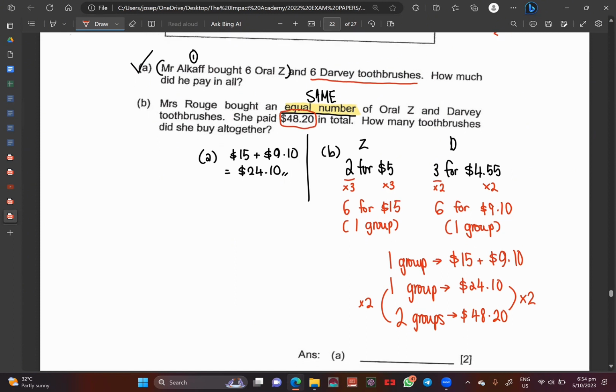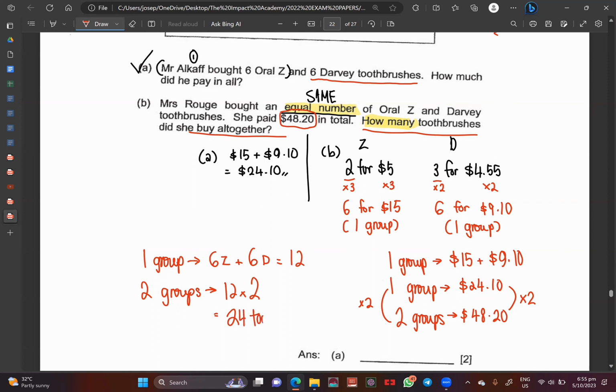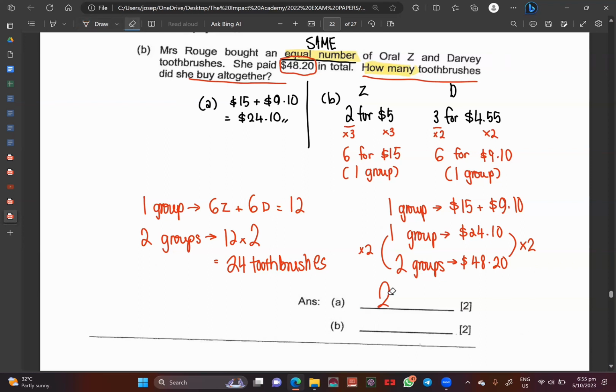6 plus 6. How many toothbrushes did she buy altogether? Remember just now, toothbrush only, okay? So one group, how many toothbrushes? The question is asking for how many. You understand what I'm saying? Alright, one group, that is 6 plus 6. You understand what I'm saying or not? 2 groups will be 12 times 2. Am I making sense here? So therefore, in total, this person decided to buy 24 toothbrushes, and I can tell you that is a lot. You all agree so far? All right. So yes, this person bought 2 groups in total. How do I know it's 2 groups? Because over here paid $48.20 in total. Agree so far? All right. So 24 toothbrushes.